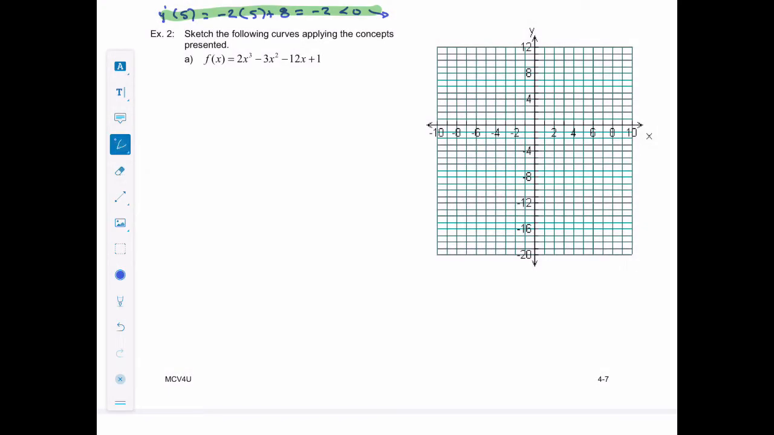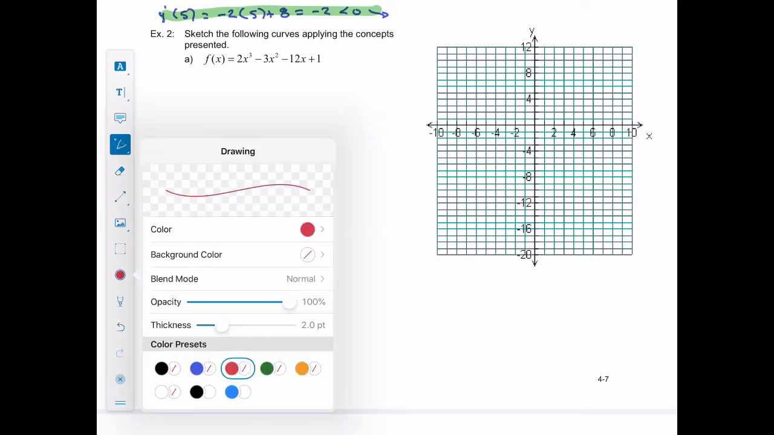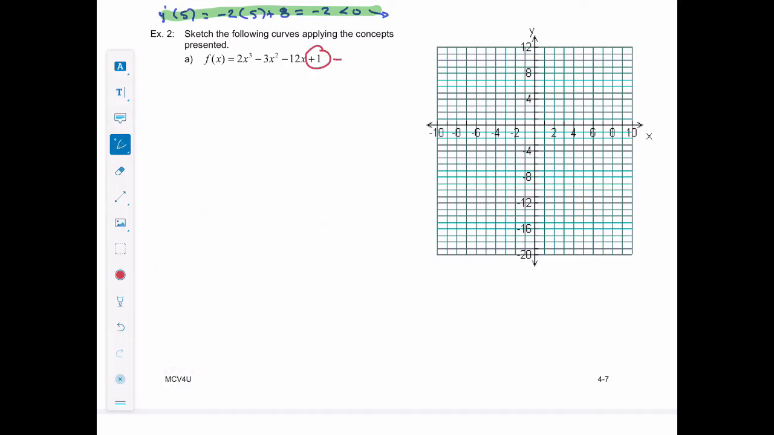The next example says, sketch the following curves, applying the concepts presented. So let's figure this out. The very first thing I'm going to do is always plot the easiest thing. The easiest thing to plot in this case would be the y-intercept. Here's my y-intercept, and we can prove that by letting x equal 0 and solving for the y value. But I think we're pretty good. So I'm going to say my y-intercept is (0, 1).